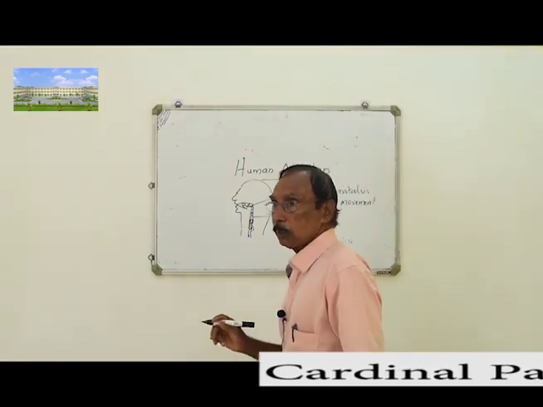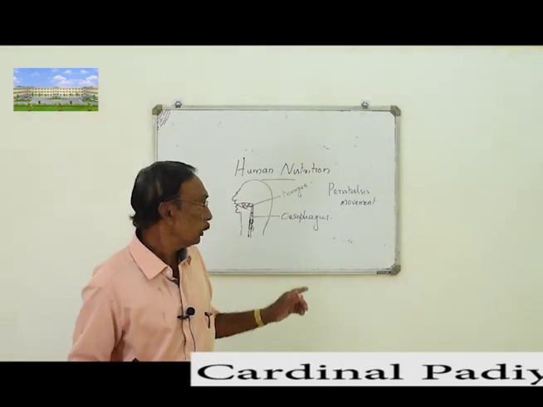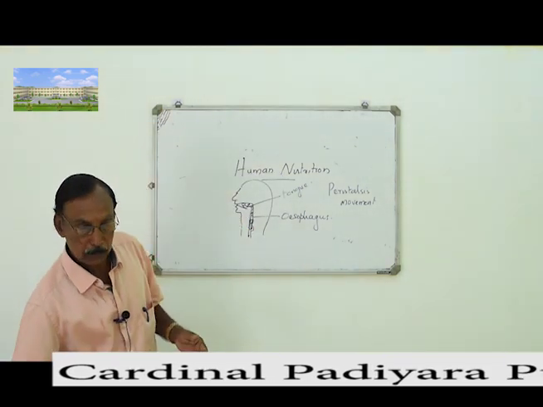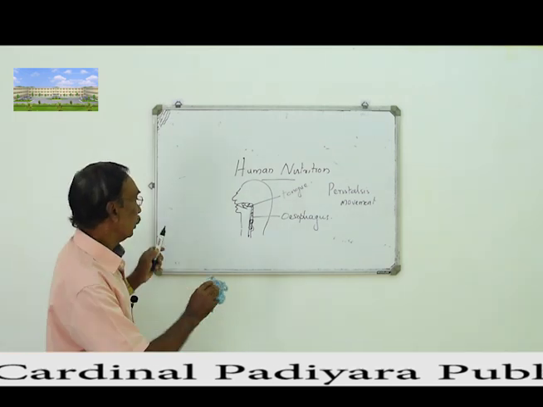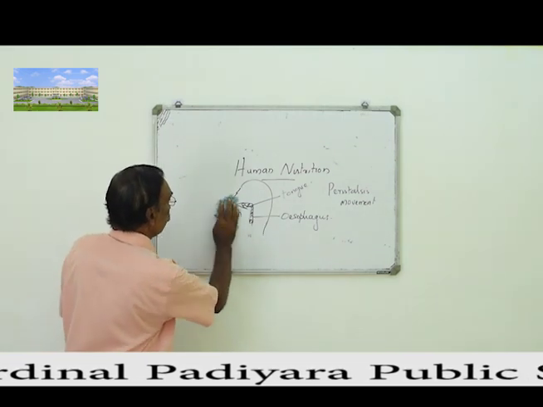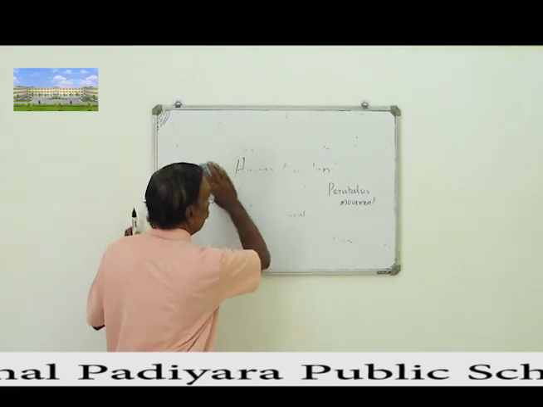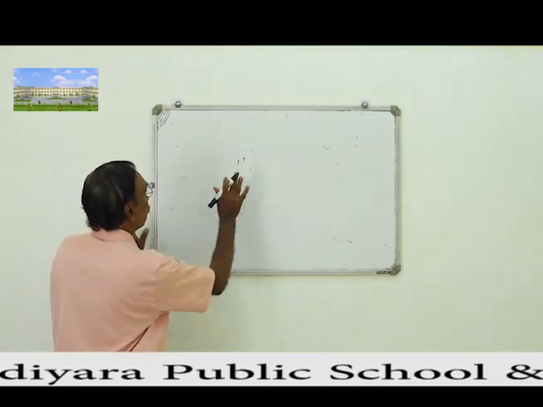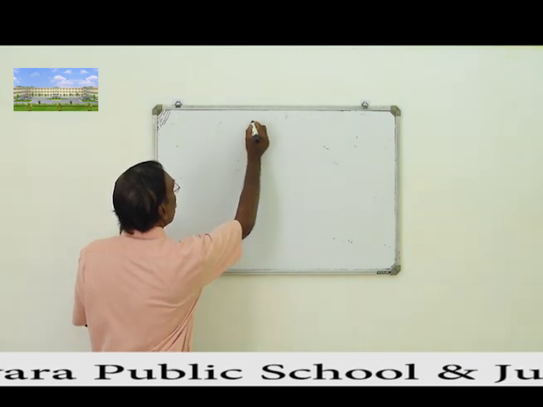The food is going from the mouth to the stomach through the esophagus, and when it is moving, you can see it is making a movement, and the movement is called the peristalsis movement. And let us see what is the next part of the alimentary canal. The food will reach the alimentary canal, esophagus.